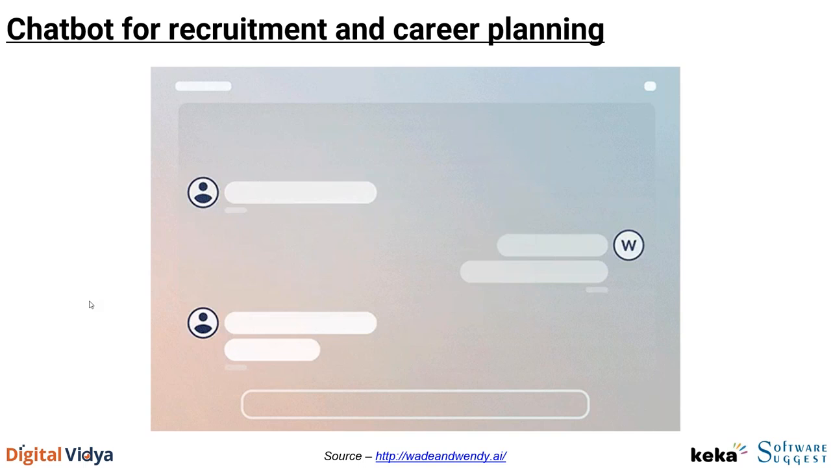The first one that you see is this site called wadeandwendy.ai. You'll see the link at the bottom of the slide here. This particular site has two bots. One is called Wade and the other is called Wendy. Wade is your career planning assistant. So let's say I want to get a better job, or I want to climb up the corporate ladder, or I'm looking for another job. I could just go to this site and get Wade to do it for me. So just watch the screen now. You'll see how Wade does it.